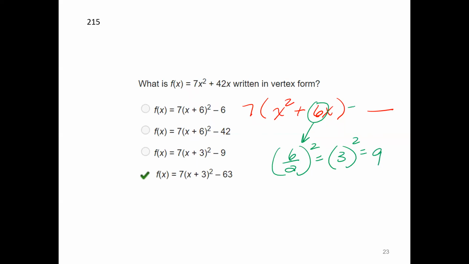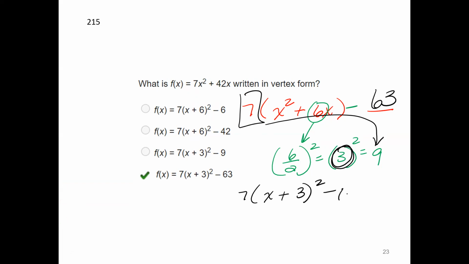But because you took out the 7 right here, you have to take your 7 and multiply it by that new number 9. So what's 7 times 9? 63. So let's rewrite this. 7 times the parenthesis, x plus, it's always going to be the number in the parenthesis, 3 squared, minus 63, which, ta-da, is D as in dog. And we have 1 extra minute to spare, you guys, so you did just great. So go ahead and bring that up, and we are done.